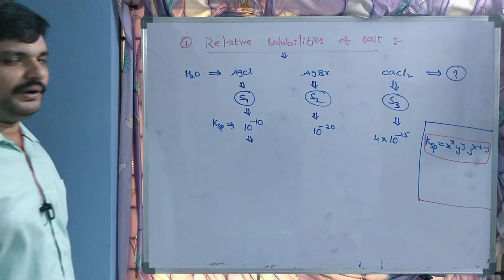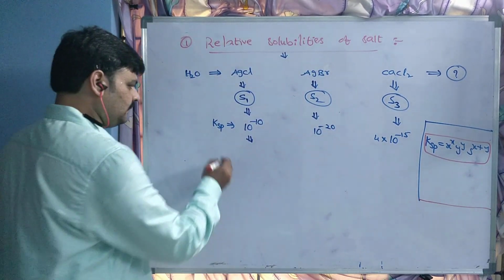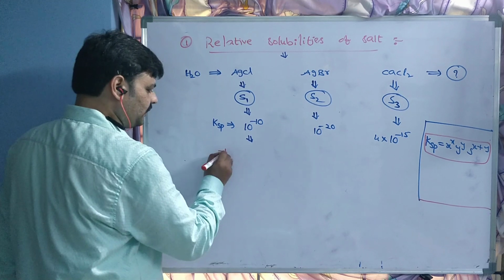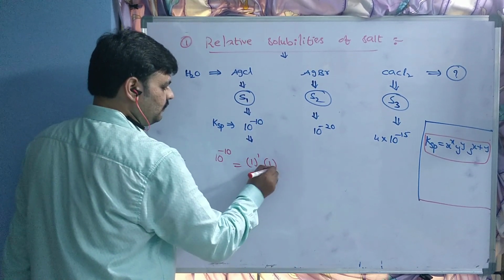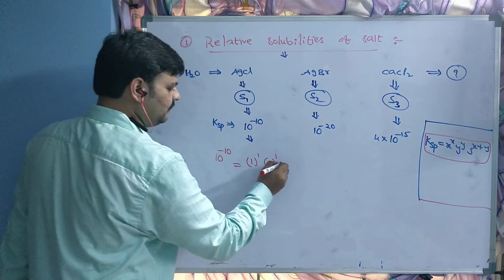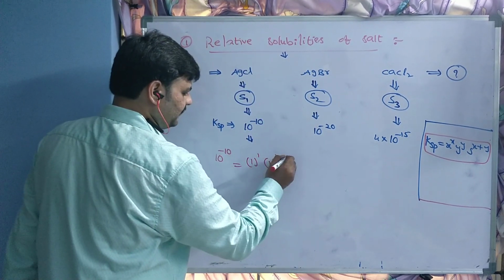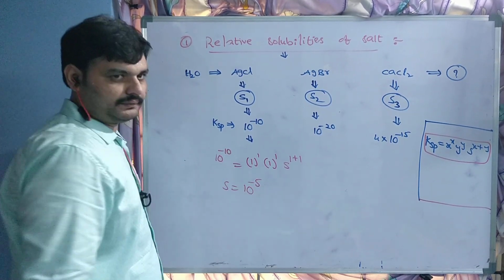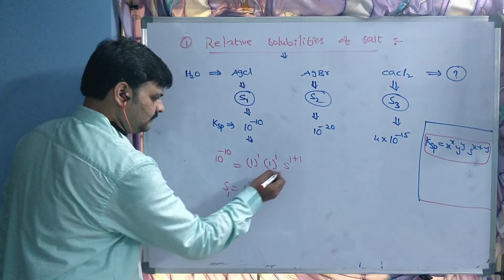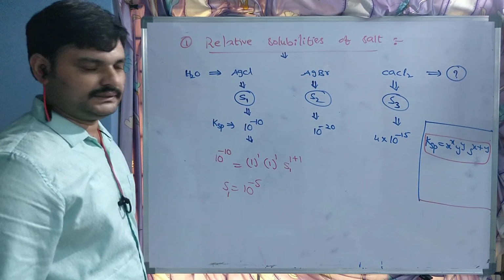That is the formula I am going to use to calculate the solubilities. Here Ksp is given as 10 power minus 10, equal to x power x, 1 power 1, y power y, 1 power 1, S power 1 plus 1 (x plus y). So S is equal to 10 power minus 5 here. This is S1, for AgCl.